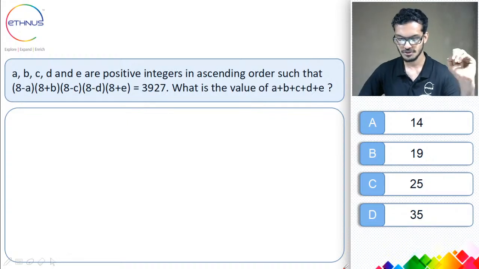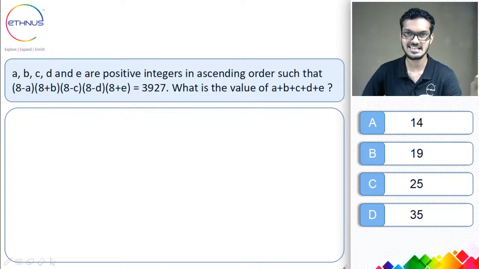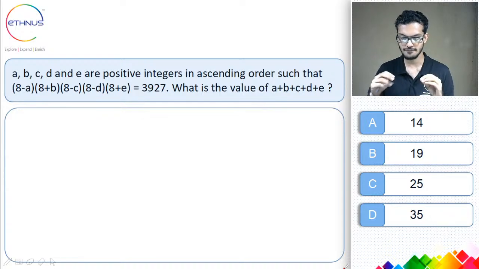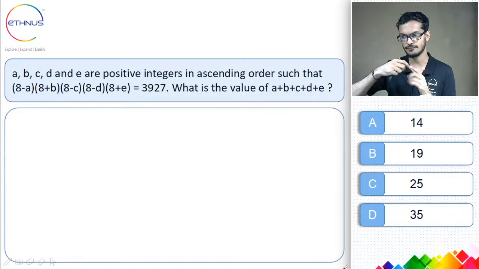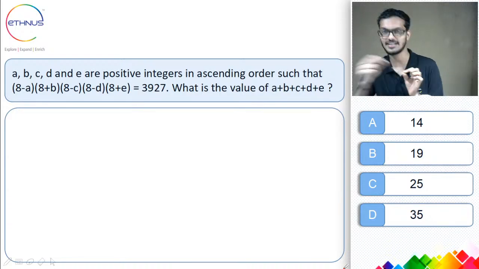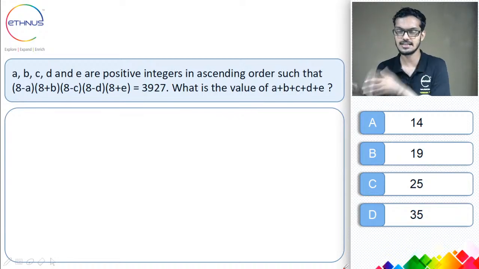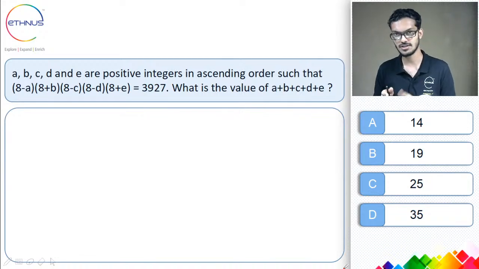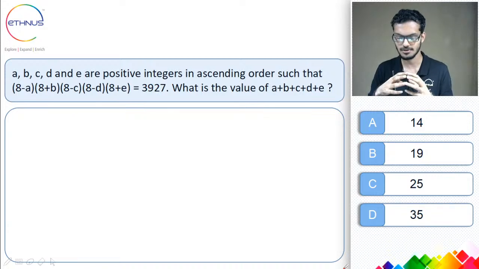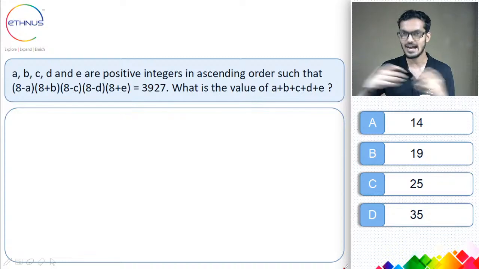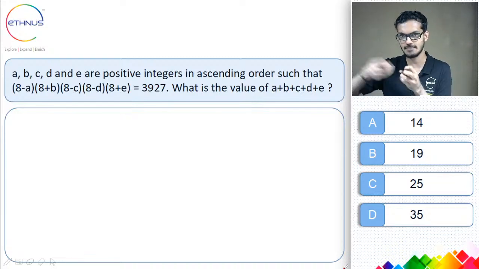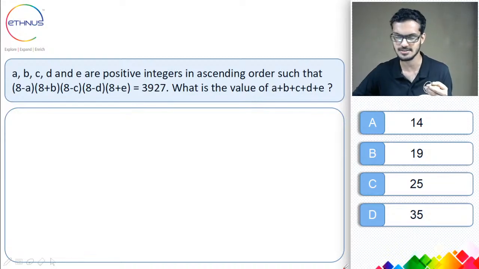They have given one particular number, that is 3927. You have a certain set of multiples there, where 8 minus A or 8 plus D. Now one thing, all these numbers, A, B, C, D, E, are positive integers in ascending order. So you have to find out what these values are. You need to factorize 3927 so that you have some numbers multiplied with the multiplication symbol in between them.